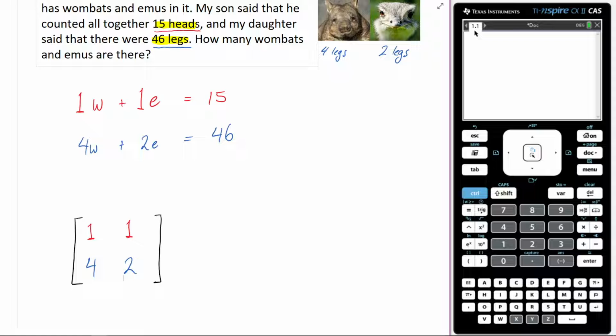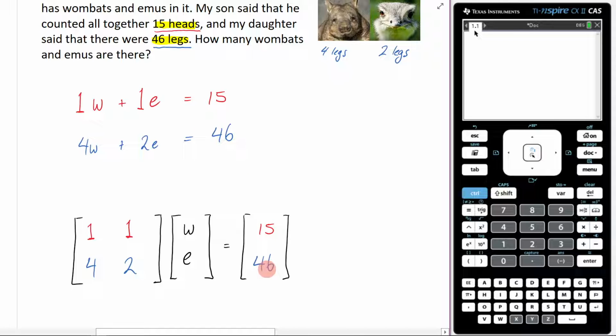Then our next matrix is going to be a 2 by 1 matrix here. And this is going to be where I put my letters. So I'm going to put W and then E. Now the order of that is important, and we'll talk about why we did it in that order soon. And then we're going to go is equal to this bracket, this bracket. It's going to be 15 here and 46 there. We have just created our matrix that represents this equation here.